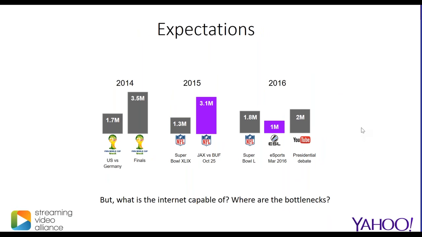So for biggest events over the internet, these are pretty much the numbers. The finals of the FIFA World Cup was 3.5 million in 2014. We had more than 3 million in 2015 with our NFL game. And this year we saw 1 million with the esports event. YouTube claimed to have for the last debate, Trump-Clinton, 2 million concurrent. Okay? Which is a very, very nice number for politics, obviously.